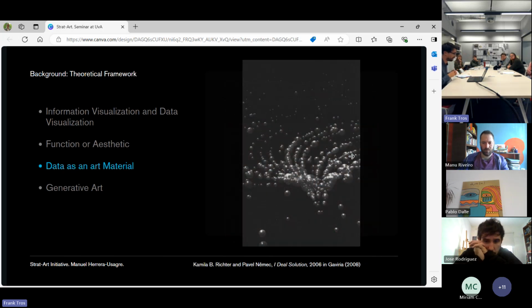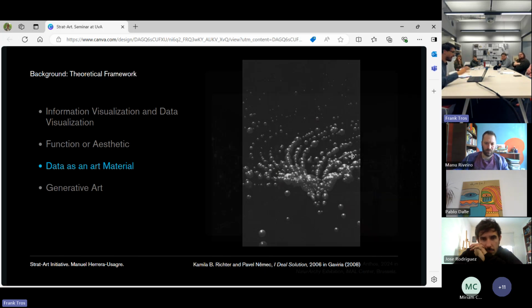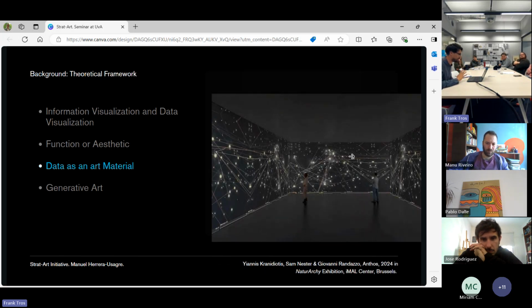For instance, this piece by Richter and Nemec is called Ideal Solution. It's based on stock market data from the Wall Street market. So they built a model with the data.